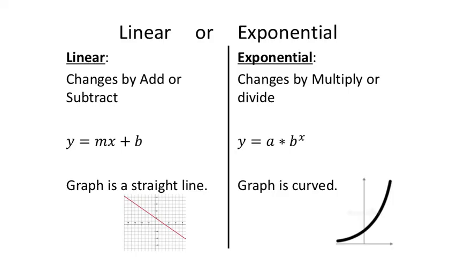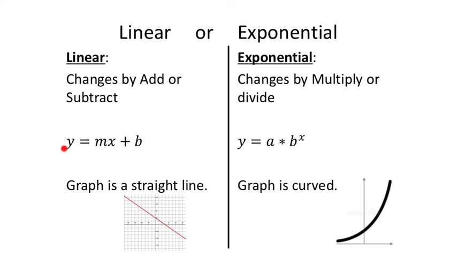Linear or exponential. So the first part here, we know that if it's linear, the changes are by addition or subtraction, they're going to be equivalent ratios. Exponentials, you'll see multiplication or division within the table. Or you'll see that the addition or subtraction is not consistent throughout as a ratio.